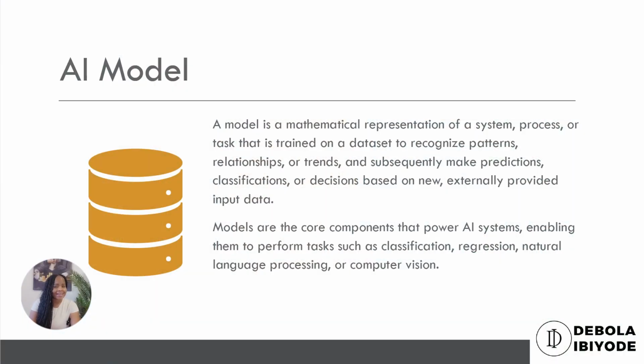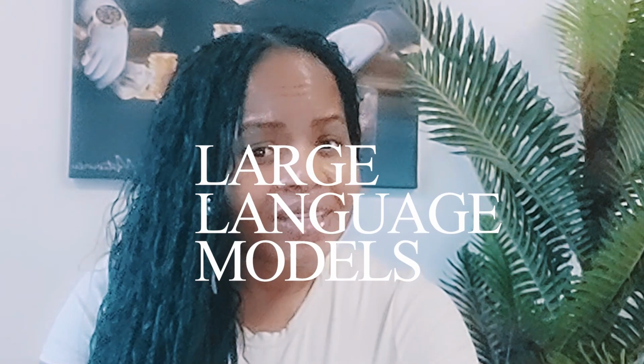AI models did not start when ChatGPT came. They've always existed. AI models are the core components of any AI systems. They are the reason why AI systems can perform tasks, because these models have been trained on a large set of data to be able to perform such tasks. So, now that we know what an AI model is, then we can define what a large language model is.